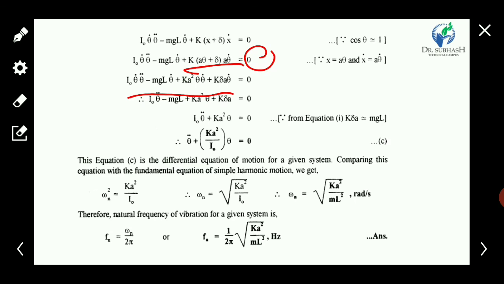Here the bracket is first opened and then theta dot is taken common. The bracket is opened, so k and a theta dot are multiplied with both elements. Now the remaining elements are there when theta dot is gone from all elements. Now here k delta a is equal to mgl.